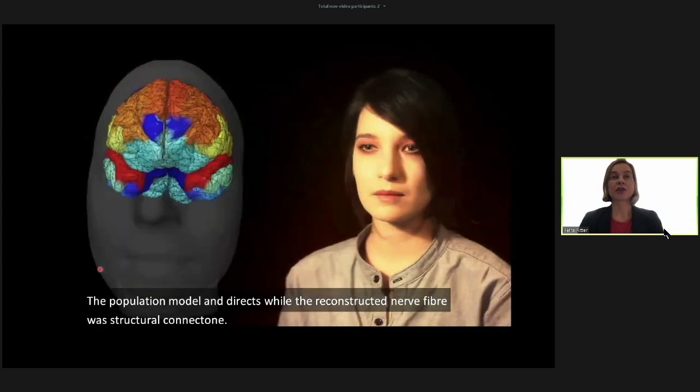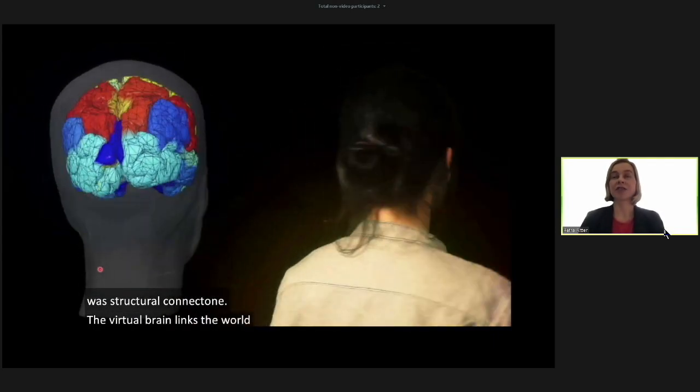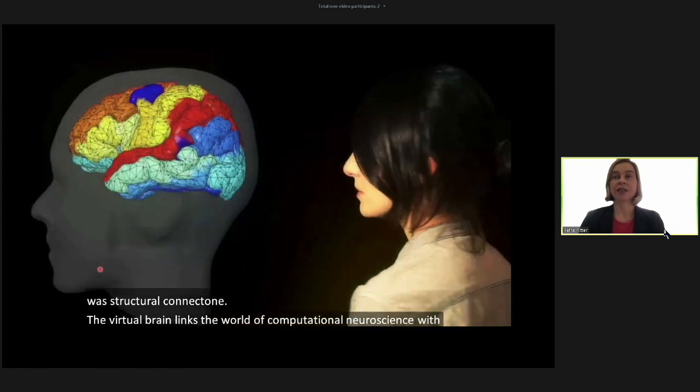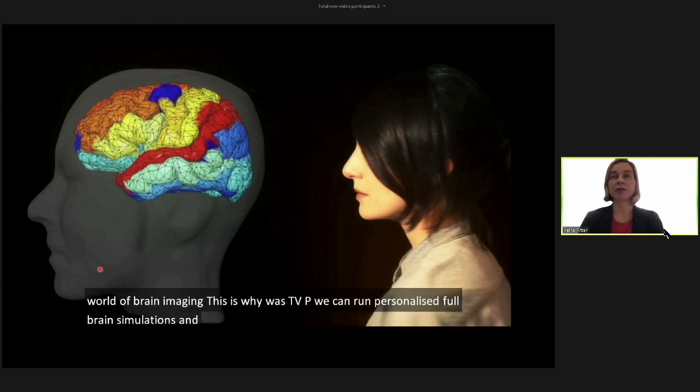The virtual brain links the world of computational neuroscience with the world of brain imaging. This is why with TVB we can run personalized full brain simulations. And I demonstrate to you with my colleague Jessica how we use imaging data to construct a personalized brain model.